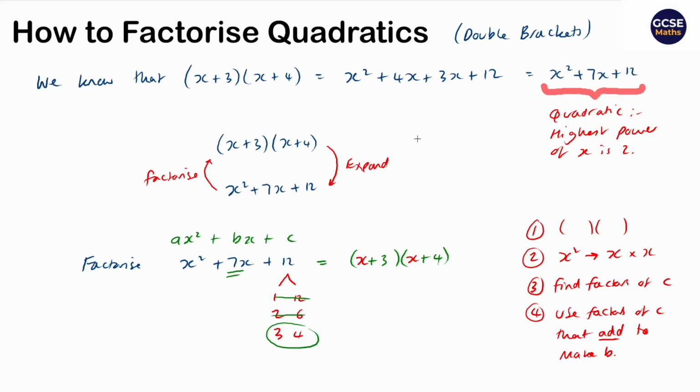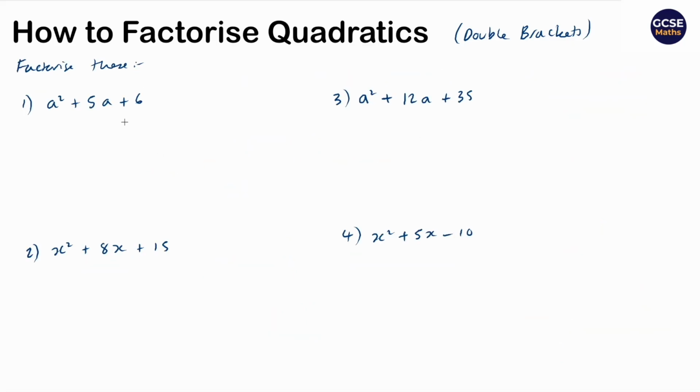Let's have a look at a few examples. So we're going to factorise this first one. Remember, step 1 was to show the brackets. Step 2 was to deal with the quadratic part, or the highest power, first. So in this case, a squared. Well, a squared is just a times a.